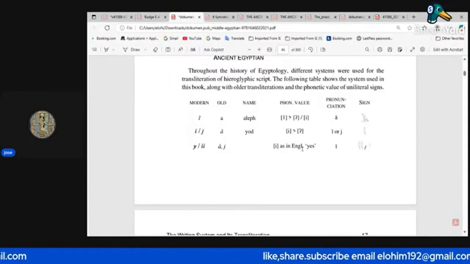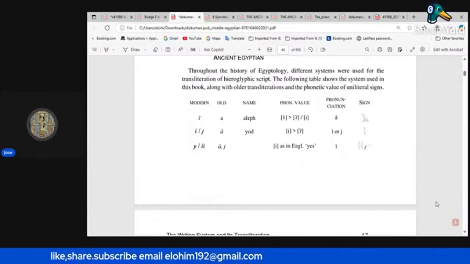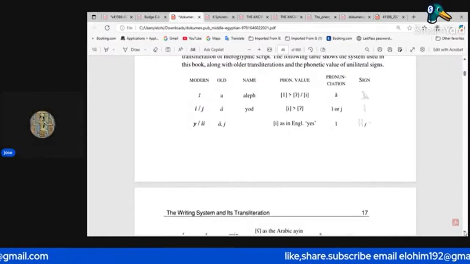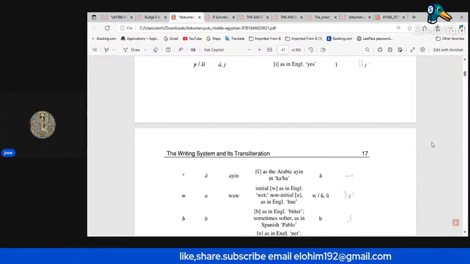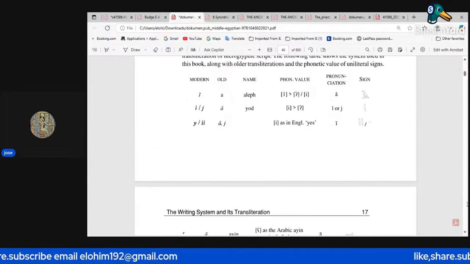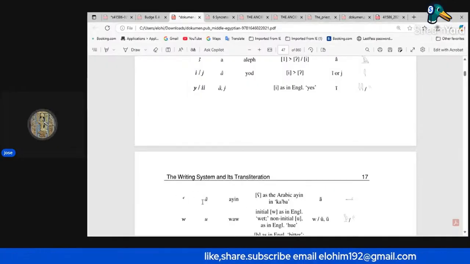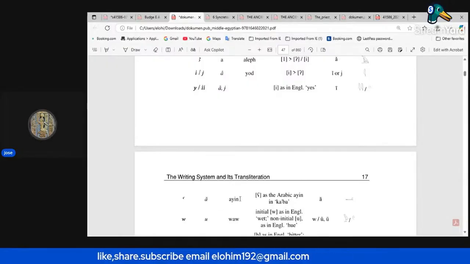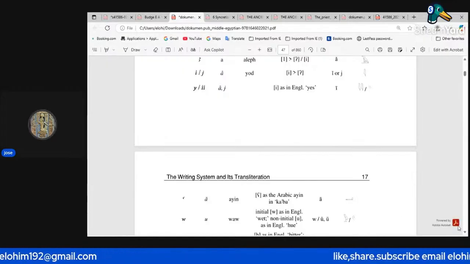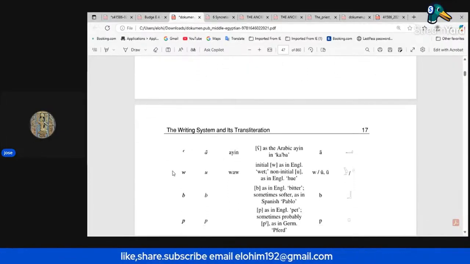E as in English, yes. So it's E. So once again, we're going back. Right. So this is the modern transliteration. The old, and it's a ah, as in ka, ba. So this is the new.